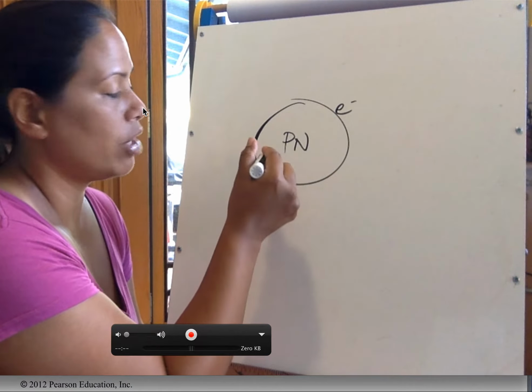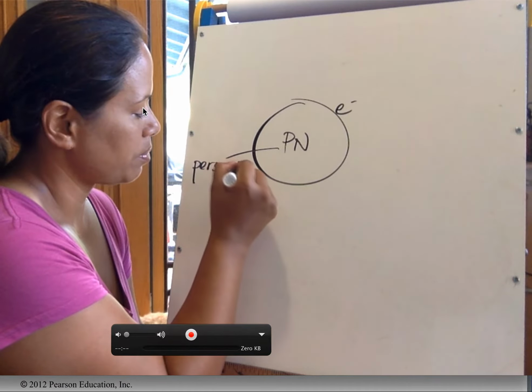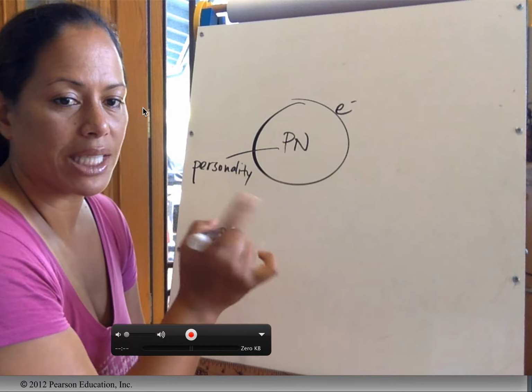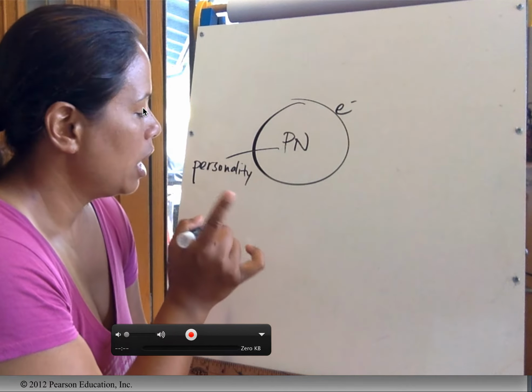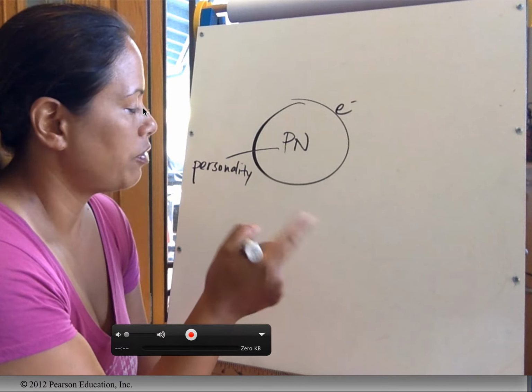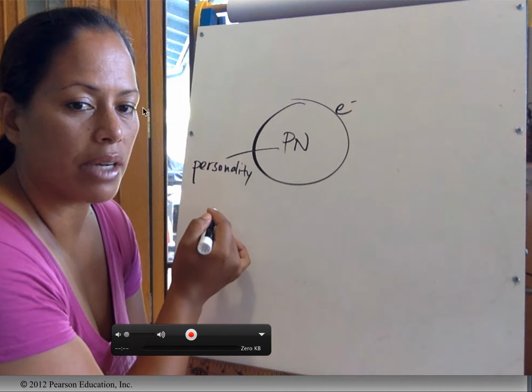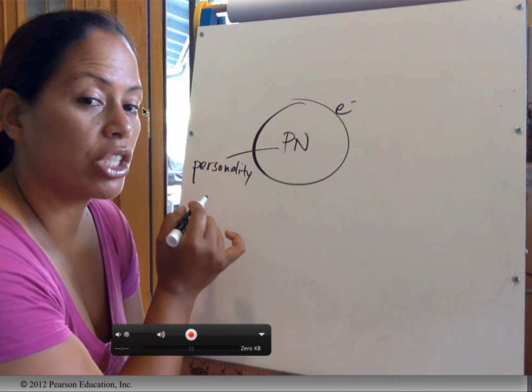Protons are positive. They are the personality of the atom. That means they tell me exactly what atom it is. If I only have one proton, then I already know it's hydrogen. If I have two, it's helium, so on and so forth. If I change the number of protons inside of the atom, it actually changes the atom completely.